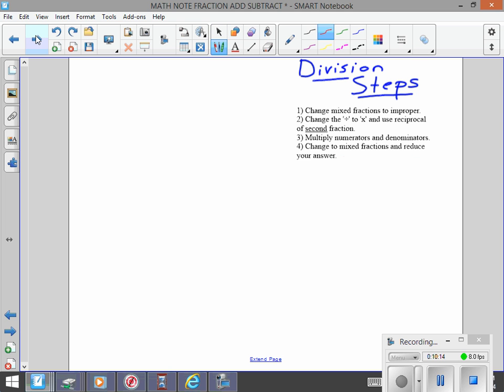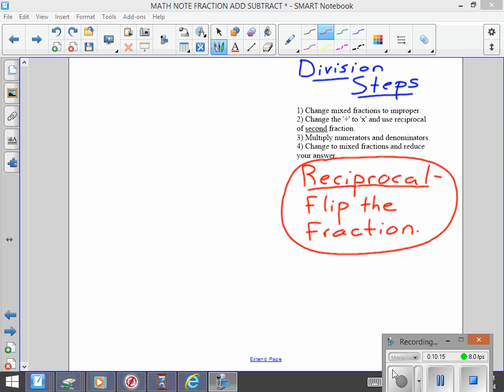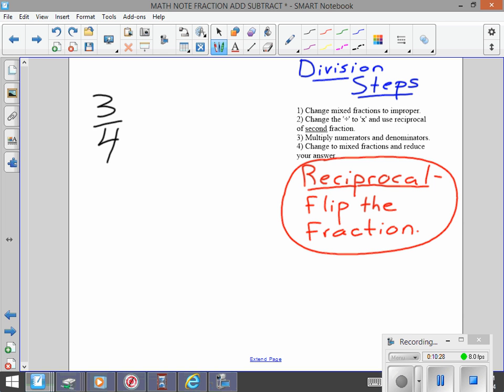Write one thing here. So a reciprocal just means to flip the fraction. Okay, so let's get an example up here to work with. How about we try a half of 3/4? We're going to try to find out what a half of 3/4 is. So, first step, change your mixed fractions. We don't have any mixed fractions, so that's done.